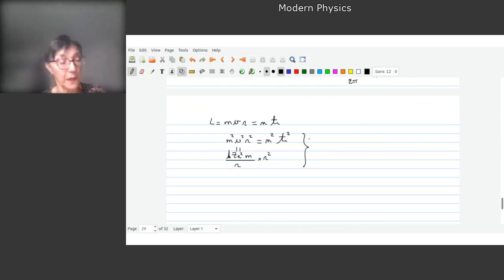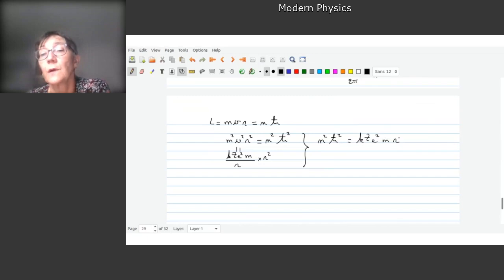And so if you write it here, you will have n square h bar square equal to k Z of the nucleus times e square times the mass of the electron, times the radius r square. This is a constant, and the rest are numbers.